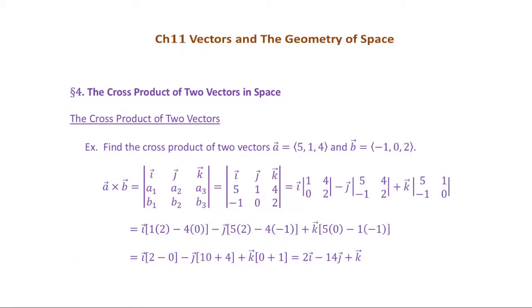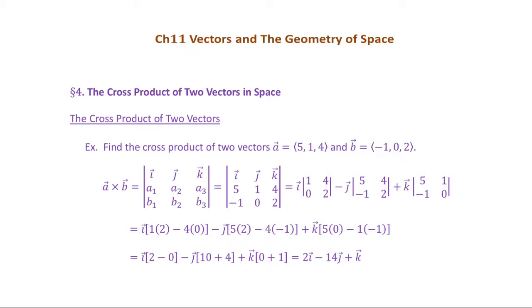So let's just do one example to find the cross product of 2 vectors. A equals (5, 1, 4), and B equals (negative 1, 0, 2). When you find the cross product, A cross B will be just equal to the determinant of this 3 by 3 matrix, I, J, K, A1, A2, A3, B1, B2, B3. So we just plug in those numbers: A1 equals 5, A2 equals 1, A3 equals 4, B1 equals negative 1, B2 equals 0, B3 equals 2.